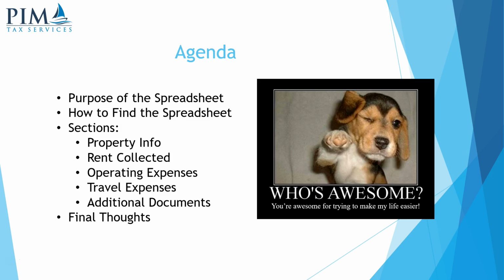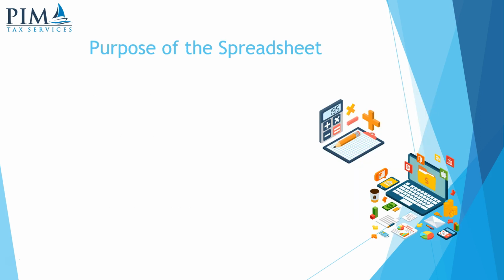Alright, so the things we're going to go over are the designed purpose of the spreadsheet, how to find the spreadsheet, because it's actually possible to be watching this video without knowing where the spreadsheet is. And then we'll go over the various sections on the spreadsheet, to include the information on your property, the rent collected, your operating expenses, your travel expenses, any additional documentation that we might want to go over, and then I'll give you just a couple of final thoughts about being a landlord.